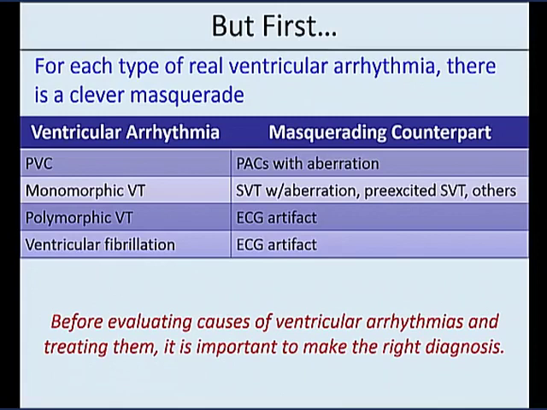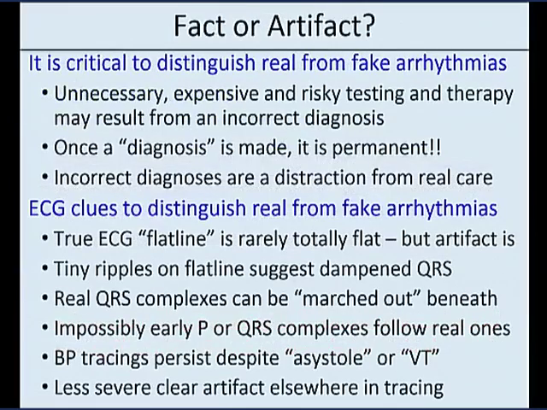Monomorphic VT can be mimicked by SVT with aberration, pre-excited tachycardia, some other things. These guys are commonly mimicked by artifact, and usually it's not too much of a problem, but when it's a non-sustained episode that you see, that can lead to different evaluation, different treatments that are probably not necessary. So before doing a big workup on ventricular arrhythmias and treating them, it's important to make sure you've got the diagnosis right. Some of that will depend on retaining any recordings that you have that are suspicious for this sort of thing and getting a correct diagnosis established.